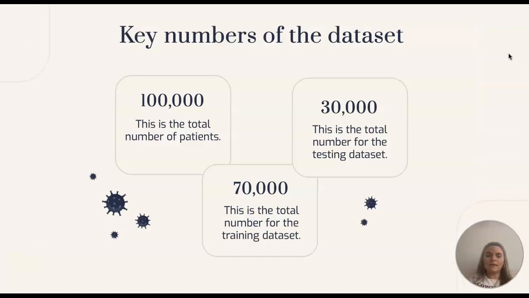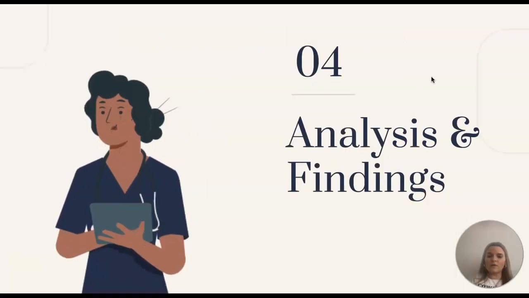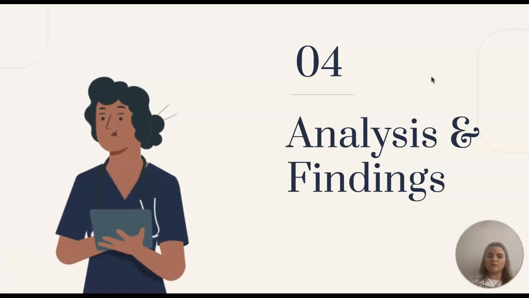So just some key numbers of the data set. There's 100,000 total number of patients, 70,000 in the training data set, and then lastly 30,000 in the testing data set, which is where you will see all the results are from, as well as the accuracies from the 30,000 testing data set. So the fourth one that we're going to be going over is the analysis and findings from the data.